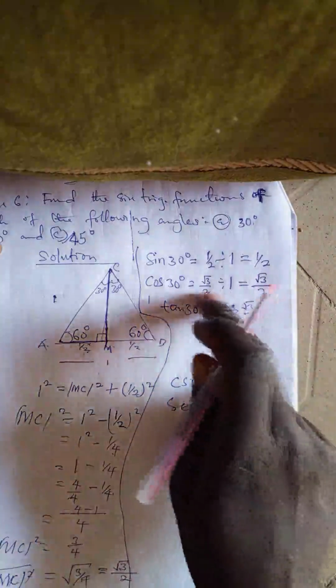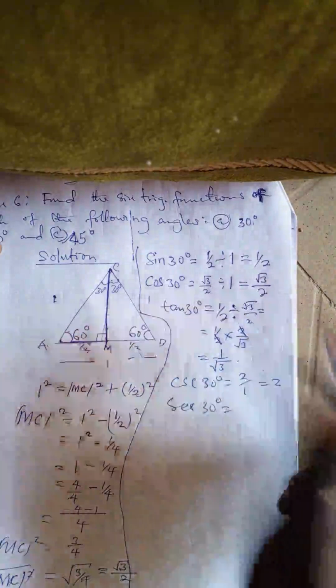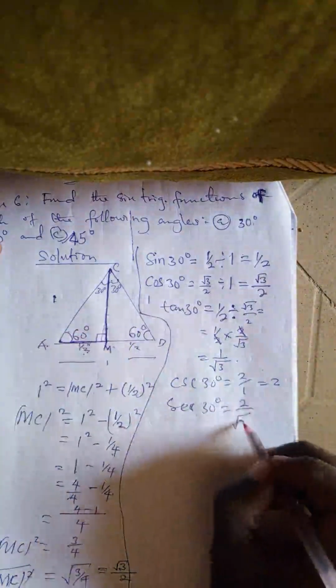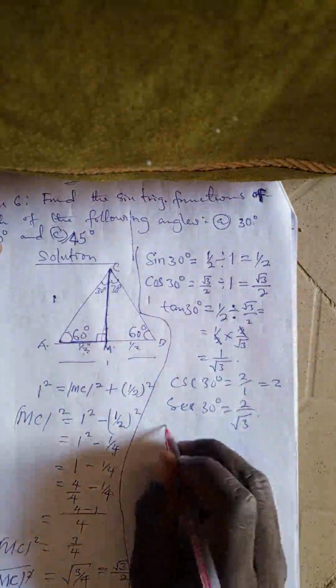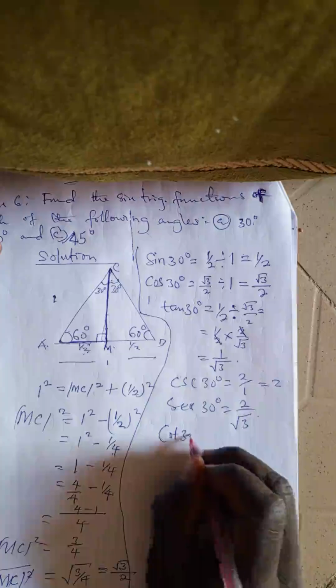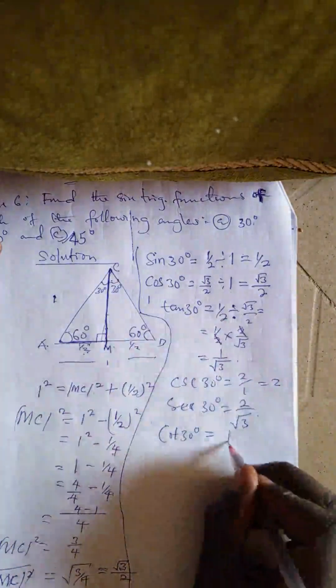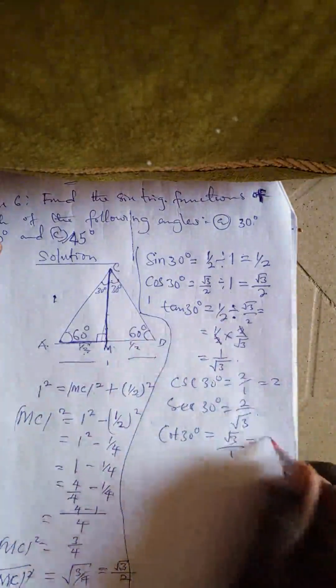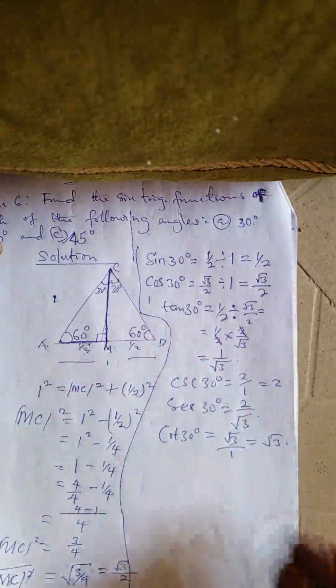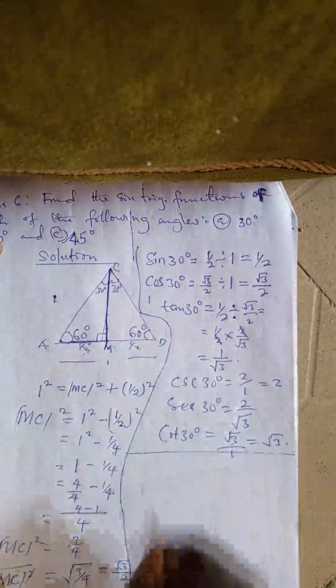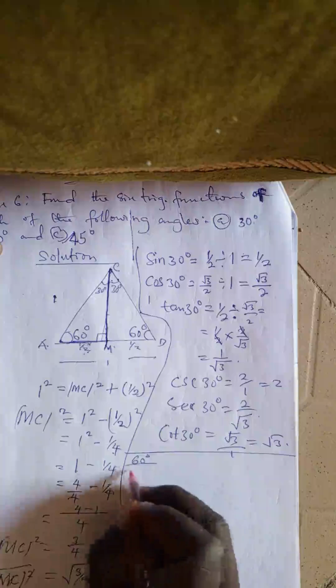Sec 30 degrees is equal to 2 over root 3. What about cot 30 degrees? This is equal to root 3 over 1, which is equal to the square root of 3. Now, let's talk about 60 degrees.